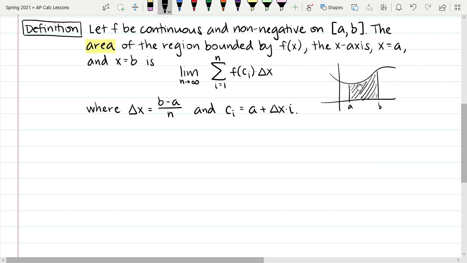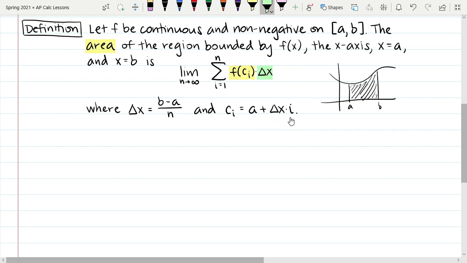Okay, so the area of that region is that limit as n approaches infinity of the summation from I equals 1 up to n of f of c sub I times delta x. And again, remember, f of c sub I, that right there is the height of the rectangle. And then delta x, remember that that's the base of the rectangle. Now down here it does define what delta x and c sub I are, and I do want to explain where those come from, but just so you remember, delta x is defined as b minus a, so it's the endpoints of the width of your interval, divided by n, and then c sub I is a, the start of your interval, plus delta x times I.